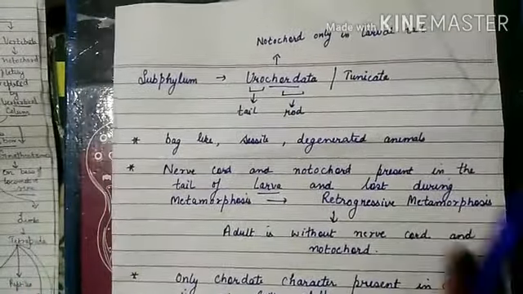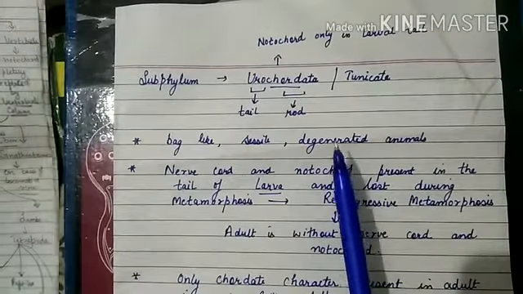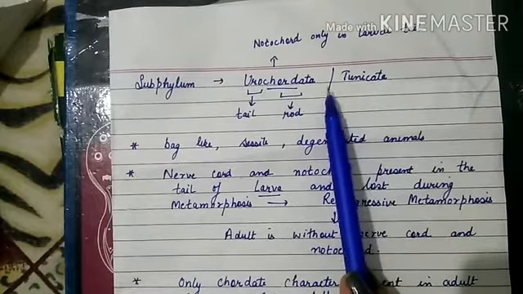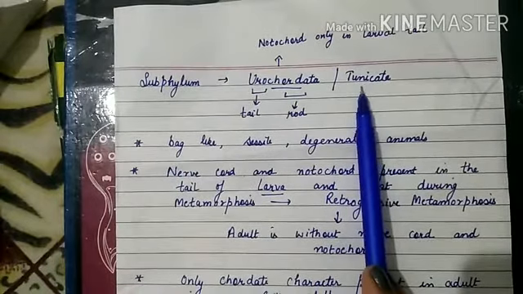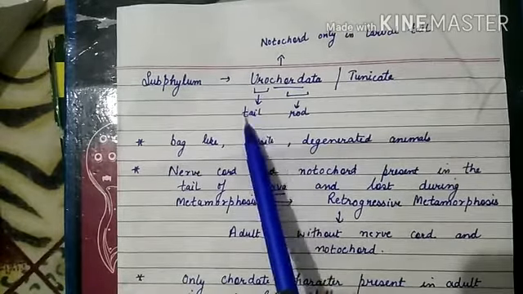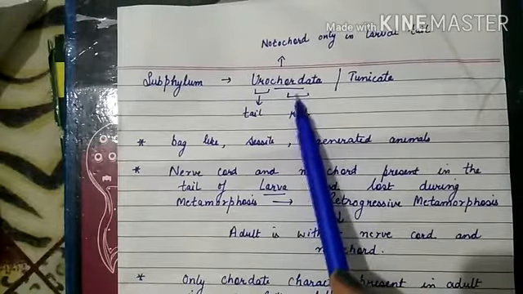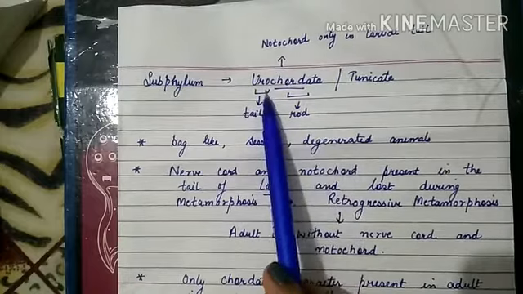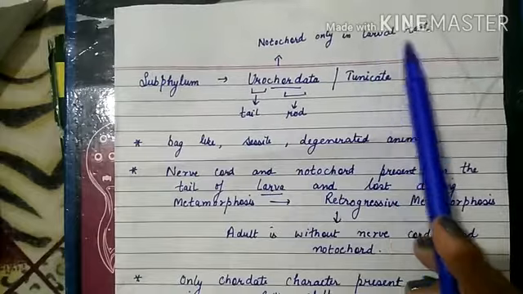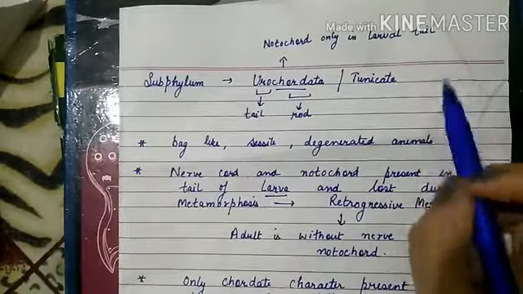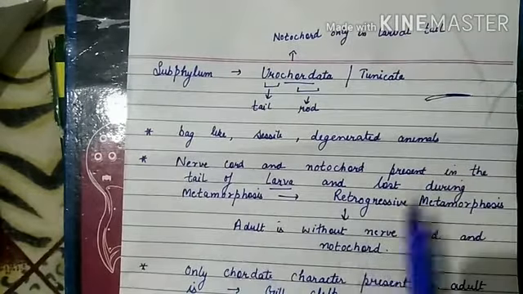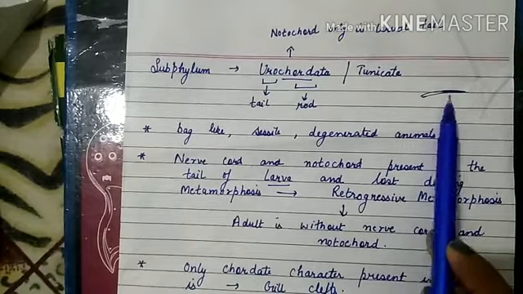Now let us see the general features of subphylum Urochordata. Subphylum Urochordata is also known as Tunicata. Urochordata means: Uro means tail and chordata means rod, meaning notochord is present only in the larval tail. So in the larva, in the tail, notochord is present. Let us assume this is the larva; only in the tail region is the notochord present.